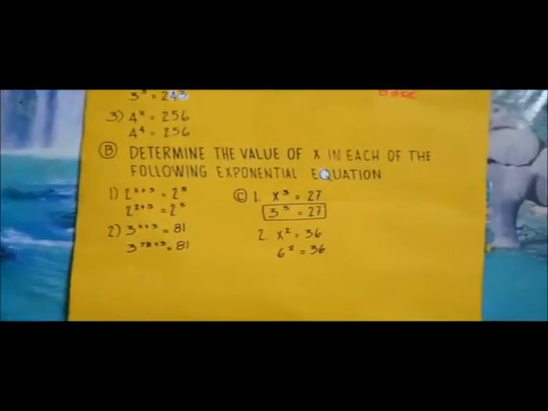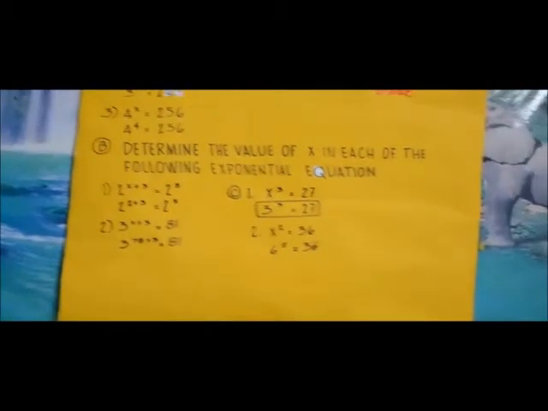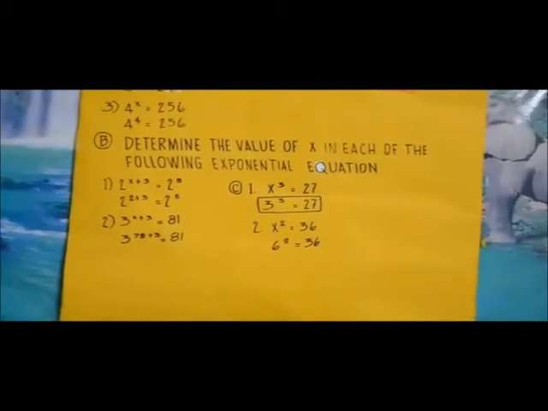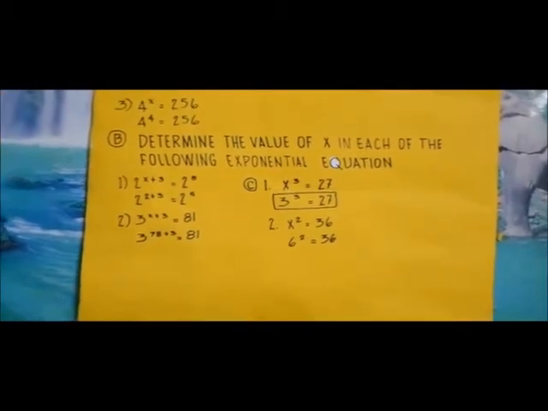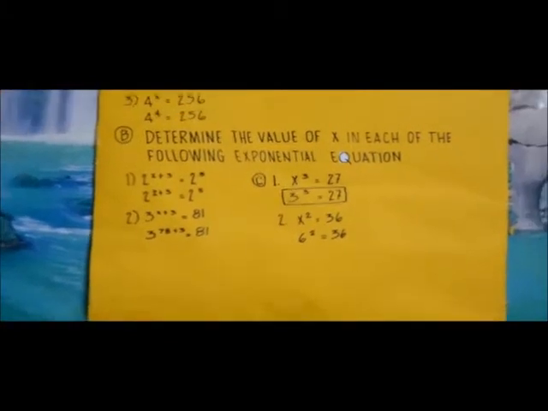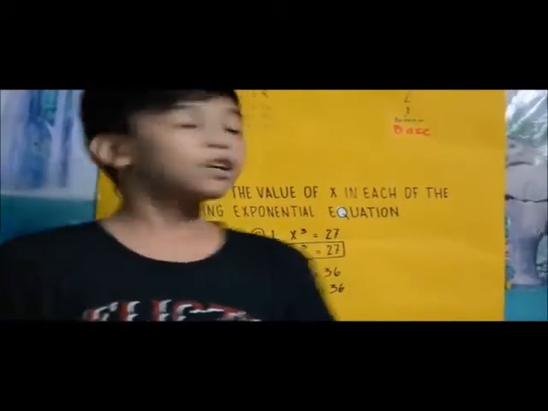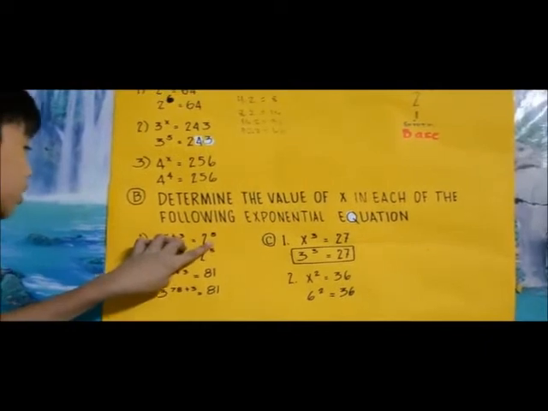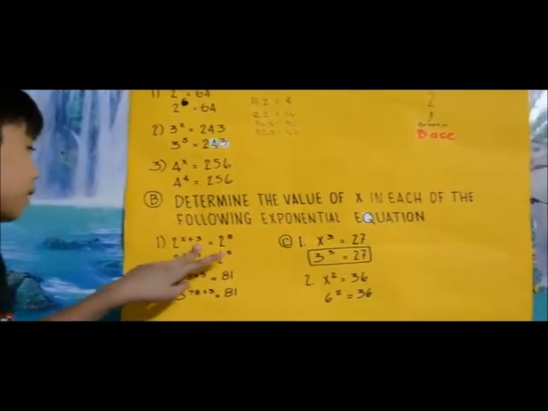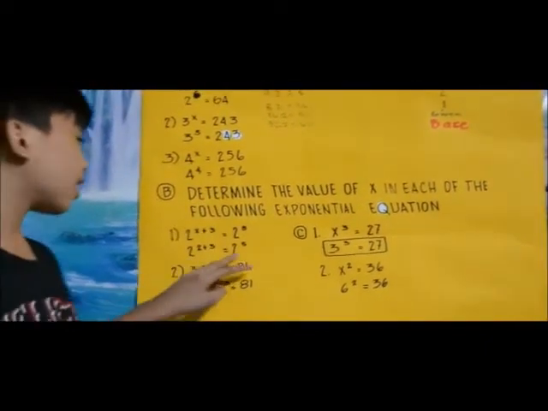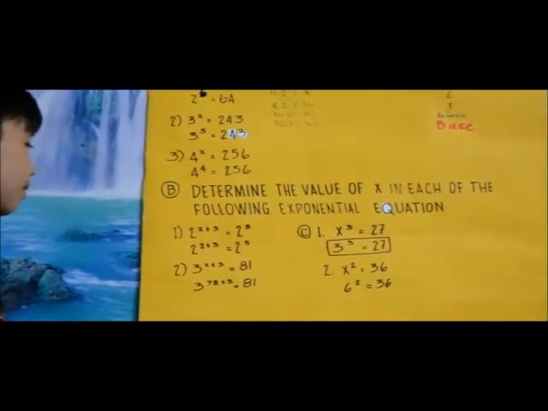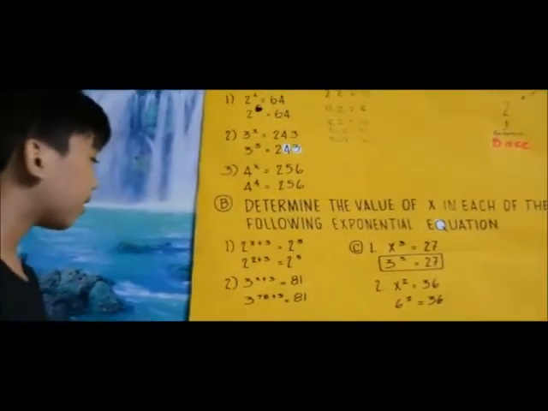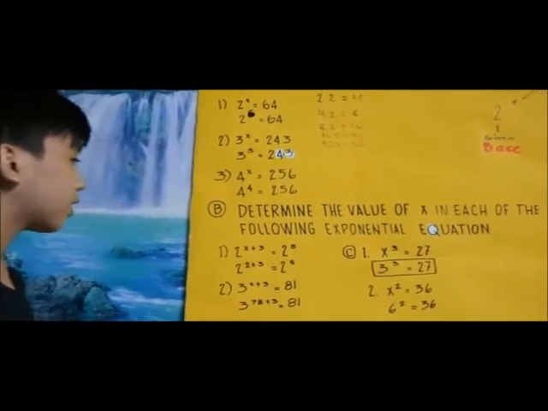Letter B. Determine the value of x in each of the following exponential equations. Number 1. 2 raised to x plus 3 equals 2 raised to 5. 2 raised to 2 plus 3 equals 2 raised to 5. You subtract the two exponents given. 5 minus 3 equals 2. Then the answer is 2 raised to 5. Same as number 1, number 2: 3 raised to x plus 3 equals 81.